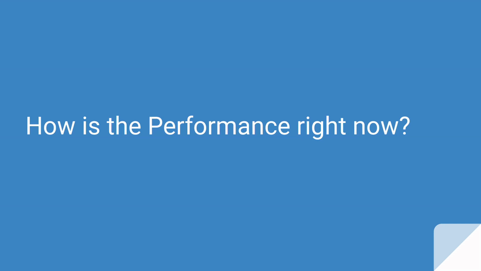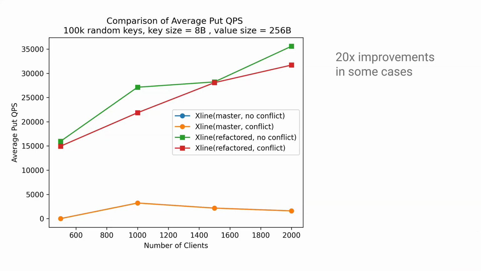So how is the performance of Xline right now? You may notice Xline currently has some scaling issues under heavy load, and we have resolved them in this refactor. First, I want to demonstrate a plot of the put benchmark in Xline before and after the refactor. You can see there's a huge performance improvement, and the put throughput has been increased by 20 times in some cases.